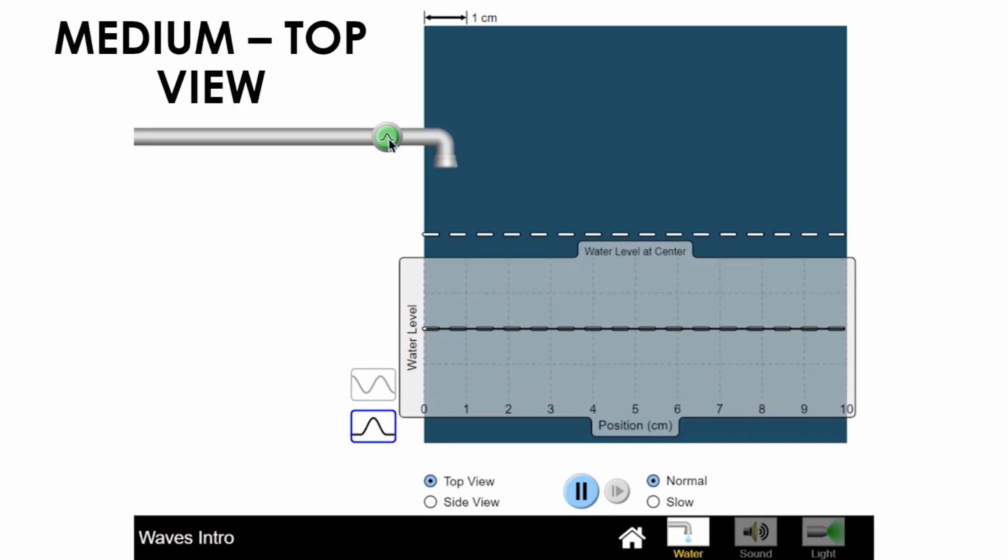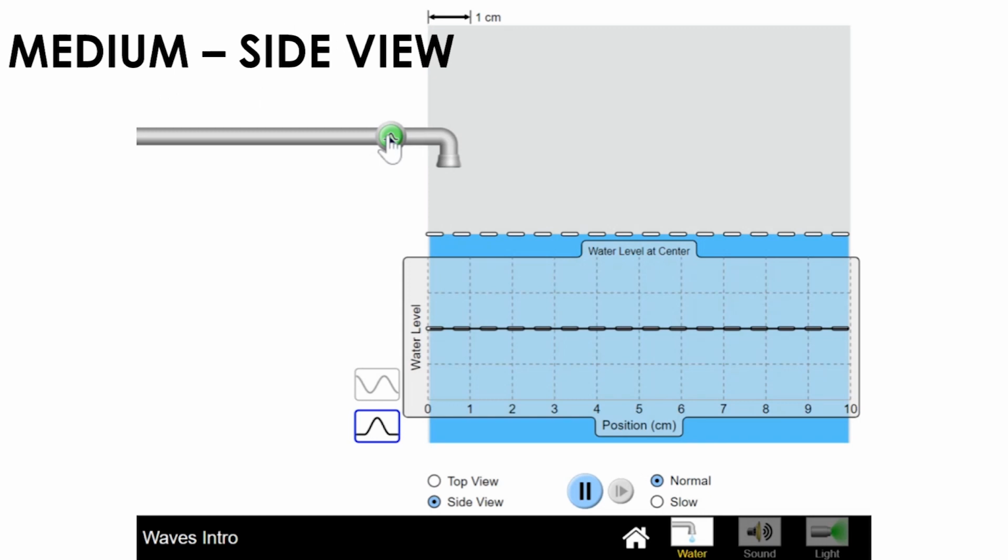Let's try the same investigation with a medium-sized drop that represents a medium-sized rock. Pay close attention to the waves that are created and the amplitude of the waves. This is the same investigation using a medium-sized drop that represents a medium-sized rock. This time we'll look at it from the side view. Pay close attention to the amplitude of the waves.